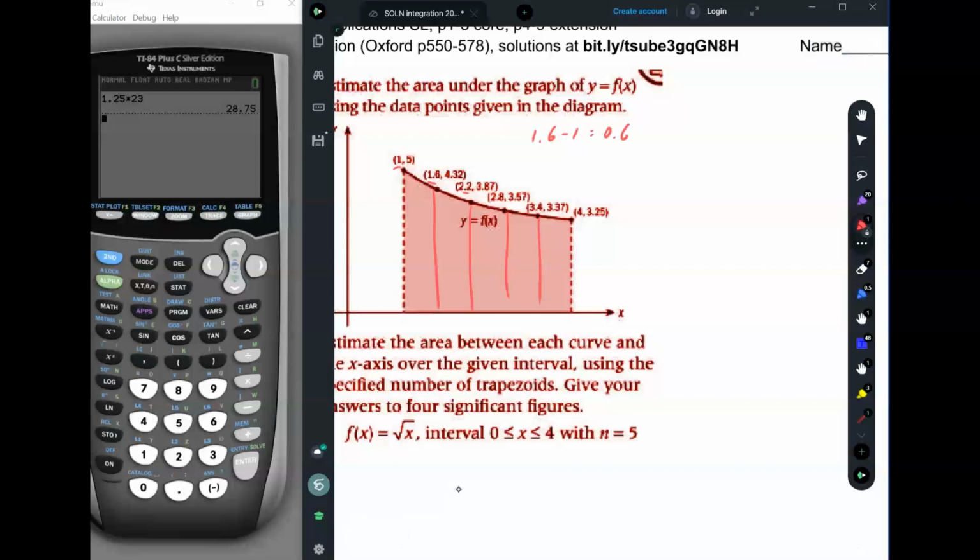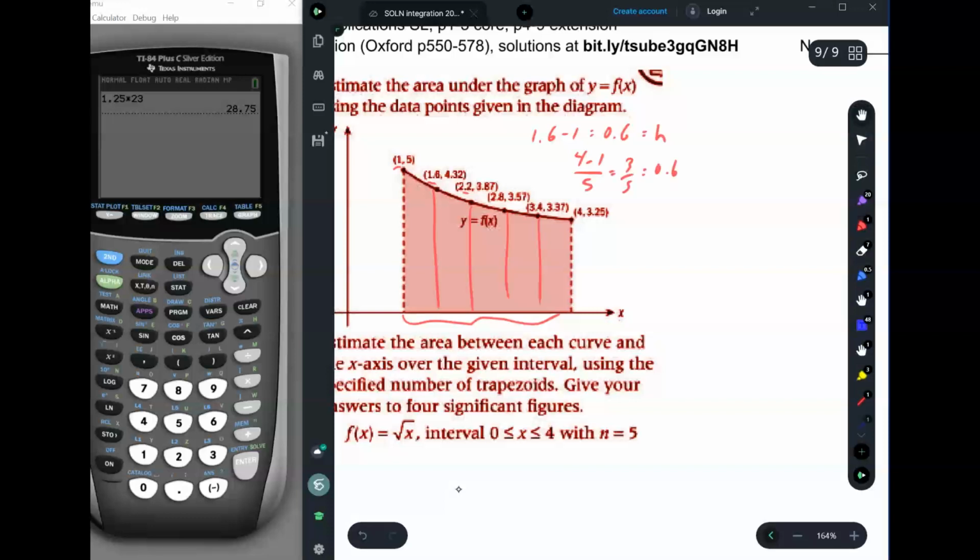Another way you could do it is if you take the whole thing, which would be 1 to 4, right? So that would be 4 minus 1, a width of 3, and you divide it into 1, 2, 3, 4, 5 bars. So that would be 3 divided by 5, which is also 0.6. So we know that h equals 0.6, and we figured it out 2 different ways. Use the way that's more comfortable for you.